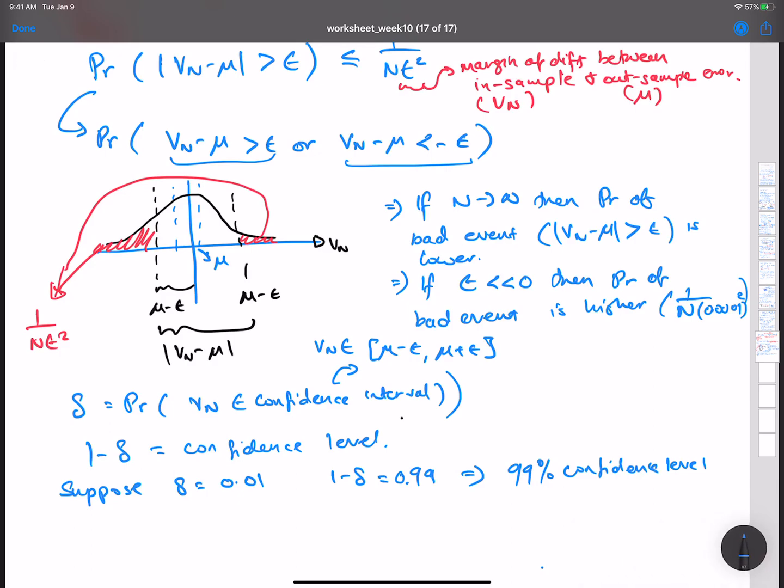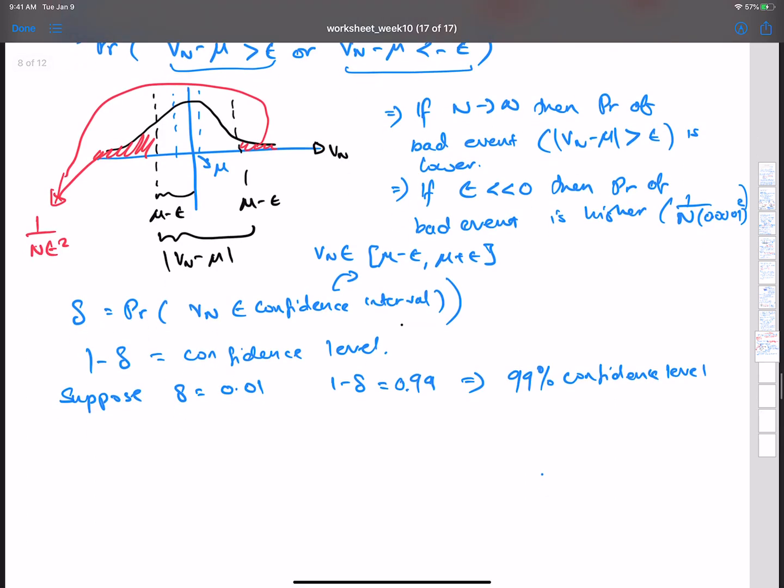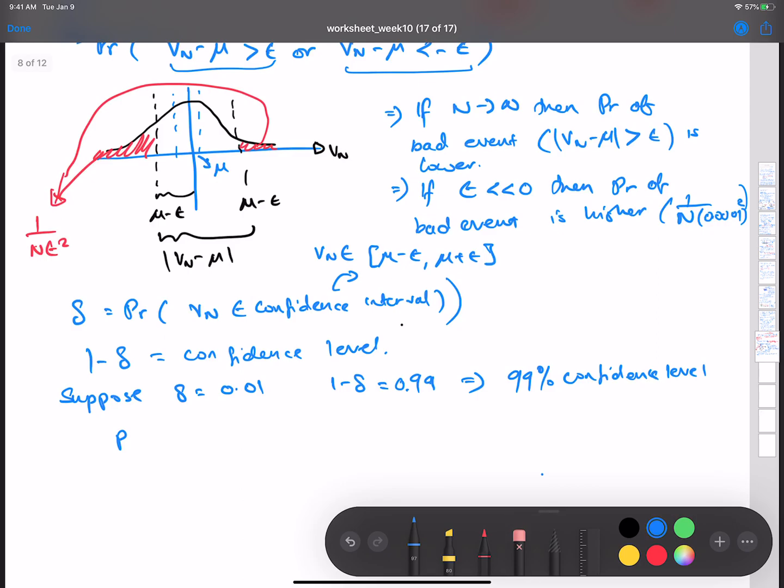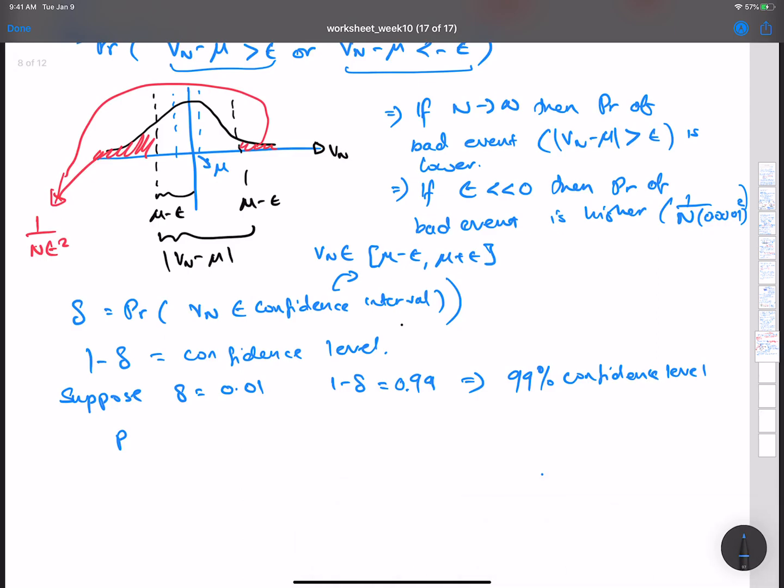Okay, so what does that mean in terms of the margin? We have an equation, right? From Chebyshev's equation, the probability relationship, we know that the probability of the in-sample error being outside of this confidence interval is governed by 1 over n epsilon squared. So this probability of Vn minus mu being greater than epsilon is governed by 1 over n epsilon squared.